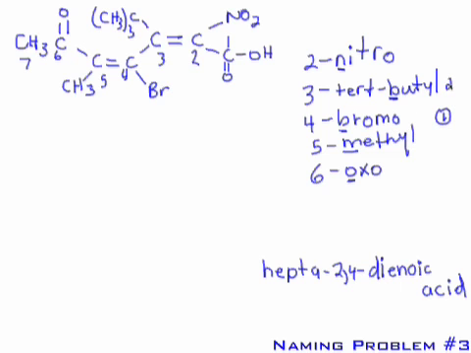Number 2 is tert-butyl. Number 3 is going to be the methyl, M N O. Number 4 is the nitro, and number 5 is the oxo. So we're going to have a 6-oxo here. All one word. No spaces. 6-oxo, and then the 2-nitro.